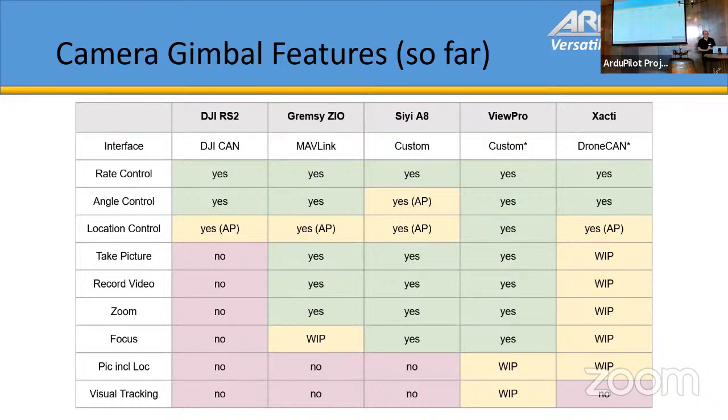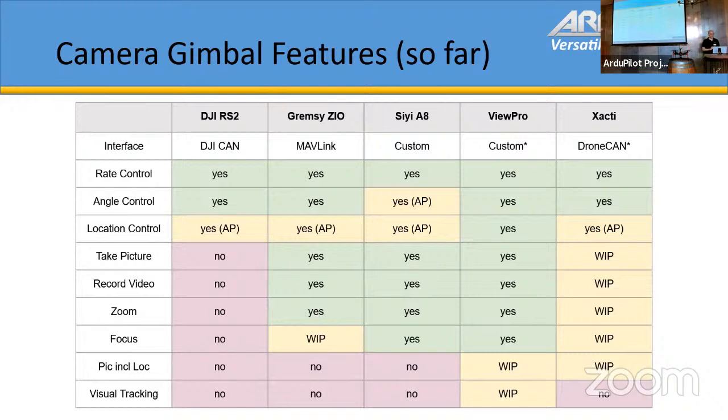For the Gremsy, you can see it's mostly green right down to focus. So we don't have focus control yet, but they're adding that. The second and the last one is picture including location. That's what that means. This will be a really great feature for mapping. It means that we'll be able to embed the lat, long, altitude, and attitude of the vehicle into the image, into the picture, and that'll allow us to stitch them together much more easily later.